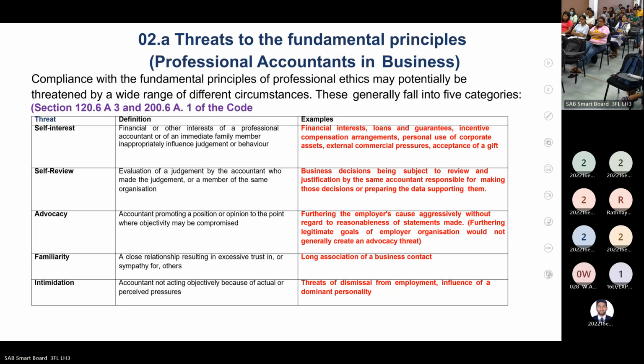What are the threats? Take your phone. So let's have a break. How many minutes? What's your last one? Okay, let's have 15 minutes.